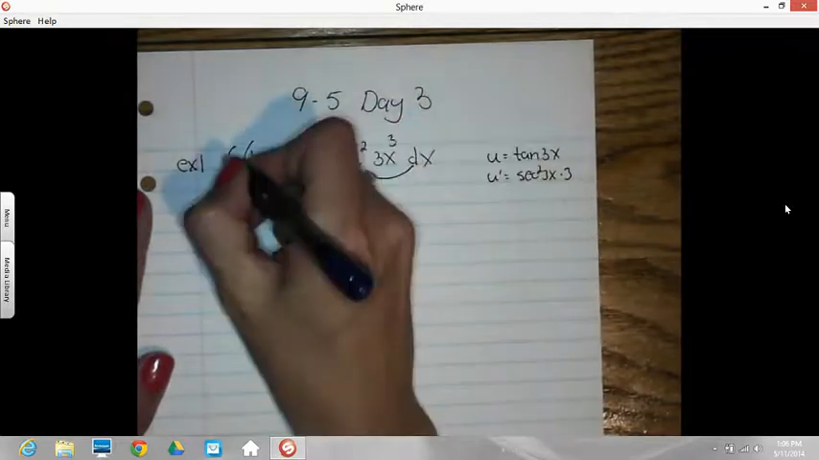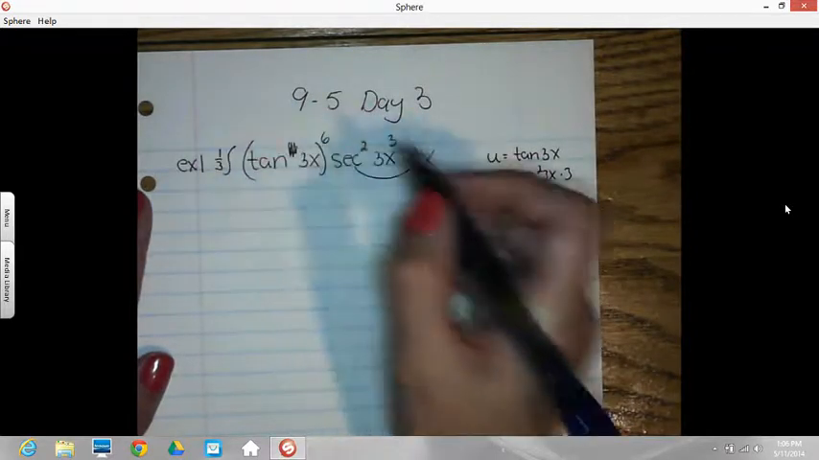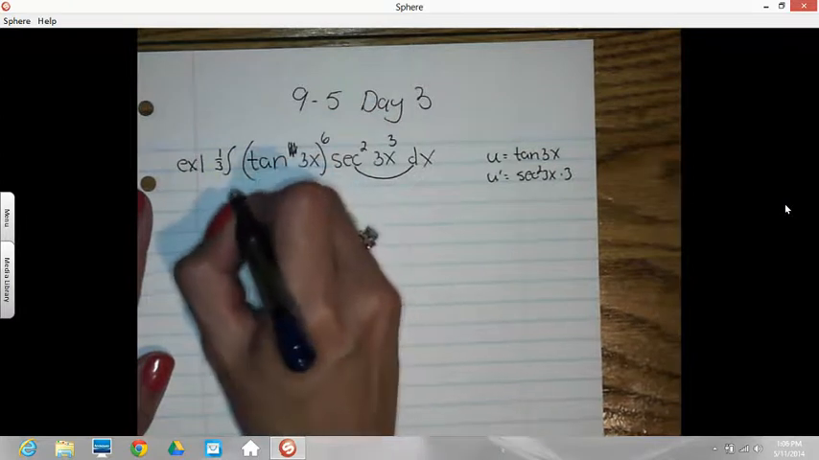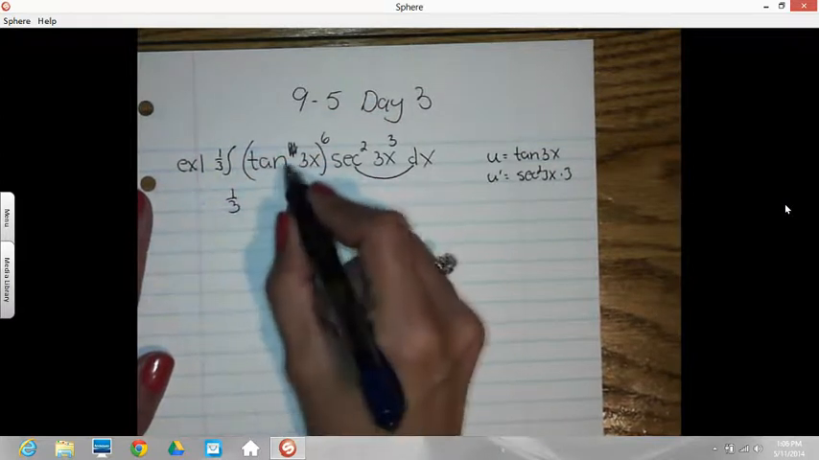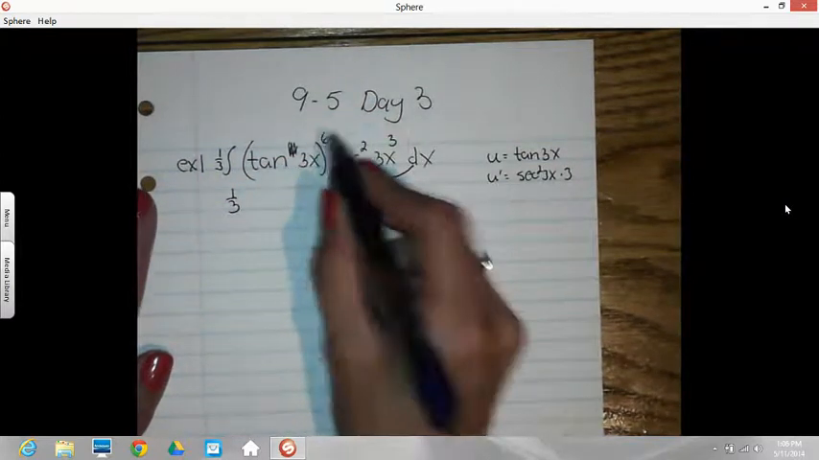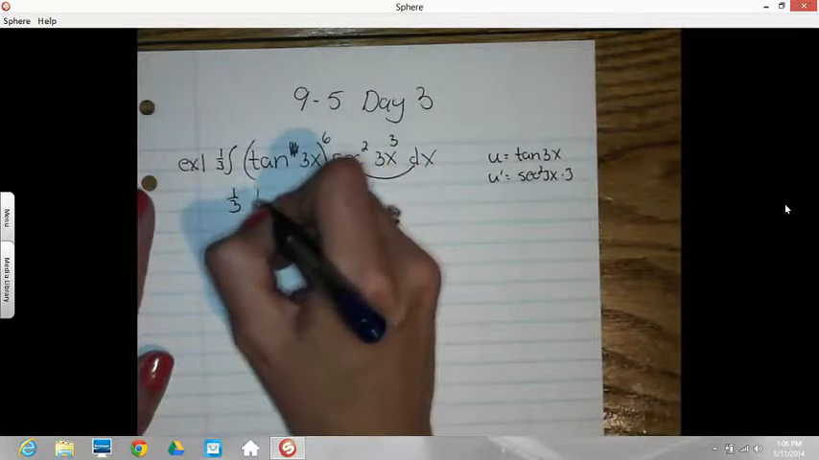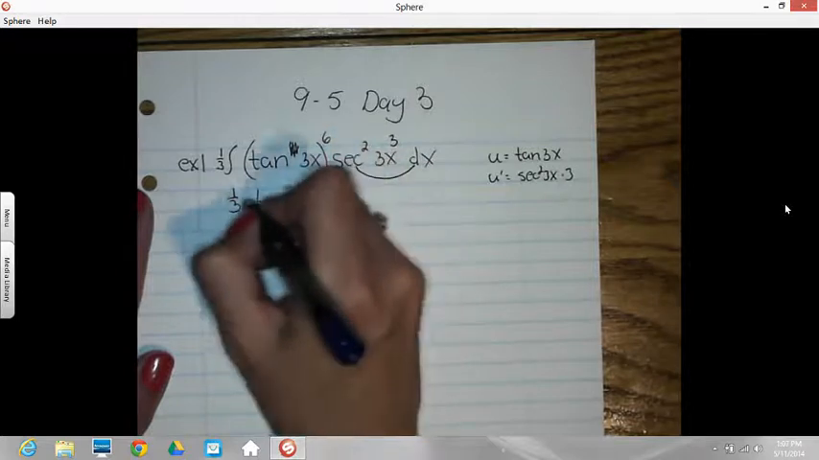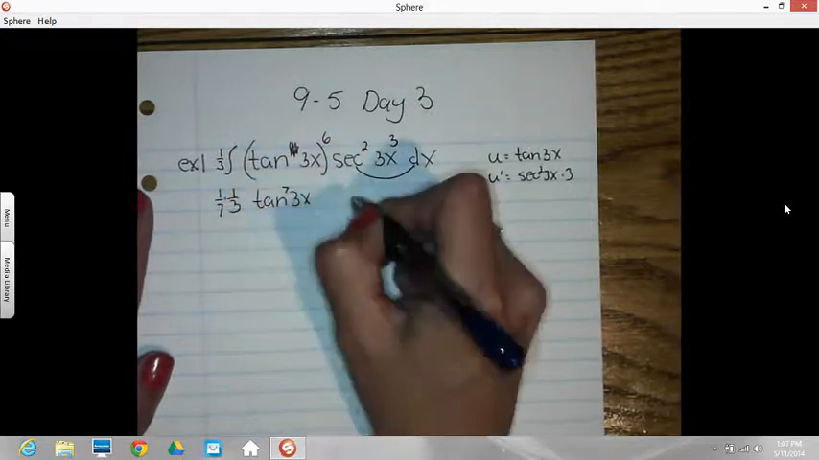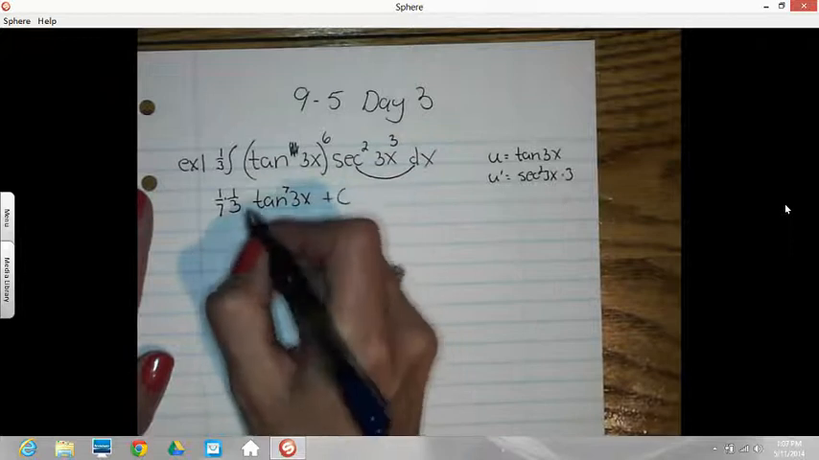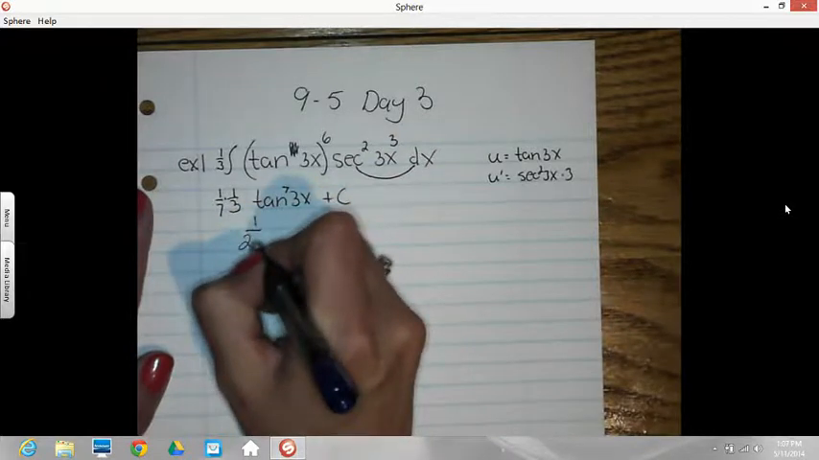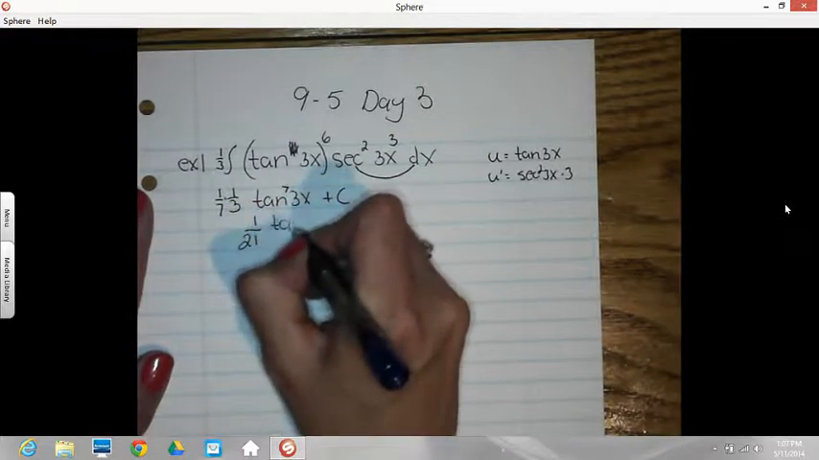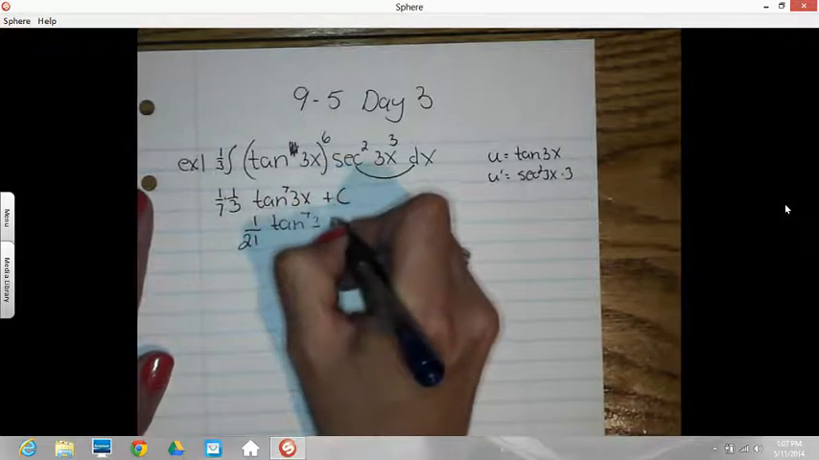So we still need the 3 here, so you need the 1/3. When we integrate, the 1/3 carries. Then it's power rule, where I add 1 and multiply by the reciprocal. So it's tan 3x to the 7th times 1/7 plus c. And there it is, 1/21 times the tan to the 7th of 3x plus c. Okay, next one.